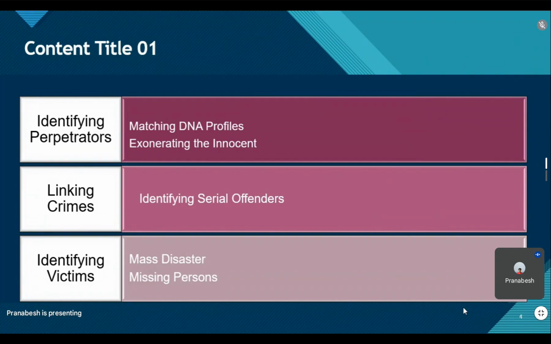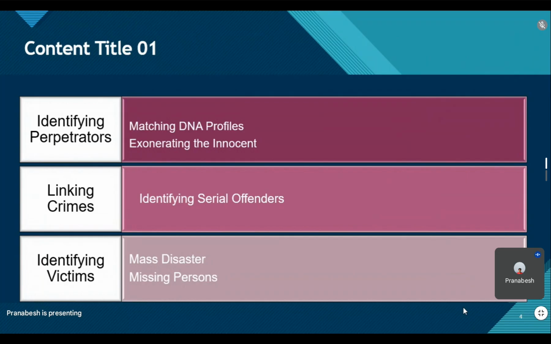In case of rape cases, what happens? Traces of semen, seminal fluids, are found in the victim's body. If we extract the DNA from the semen, it definitely provides a link between the victim and the perpetrator. And this one is linking the crime. So what about linking the crimes?